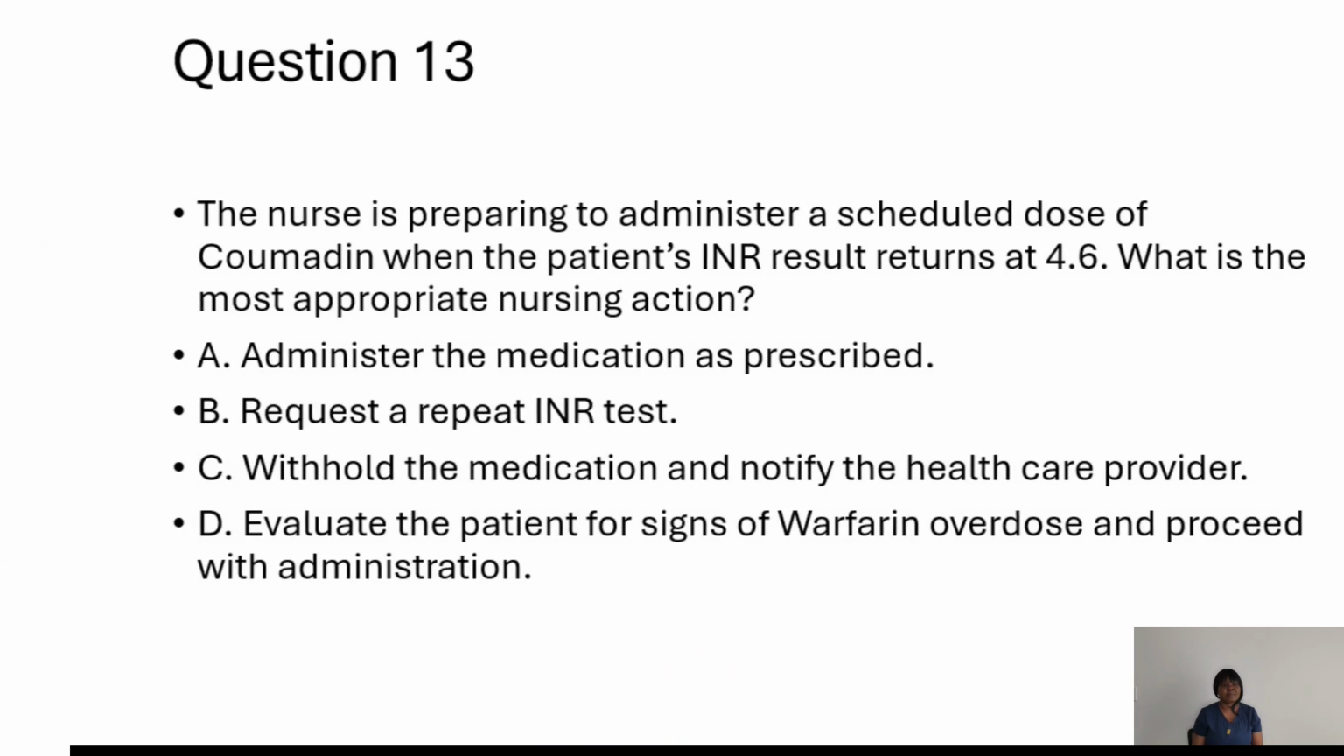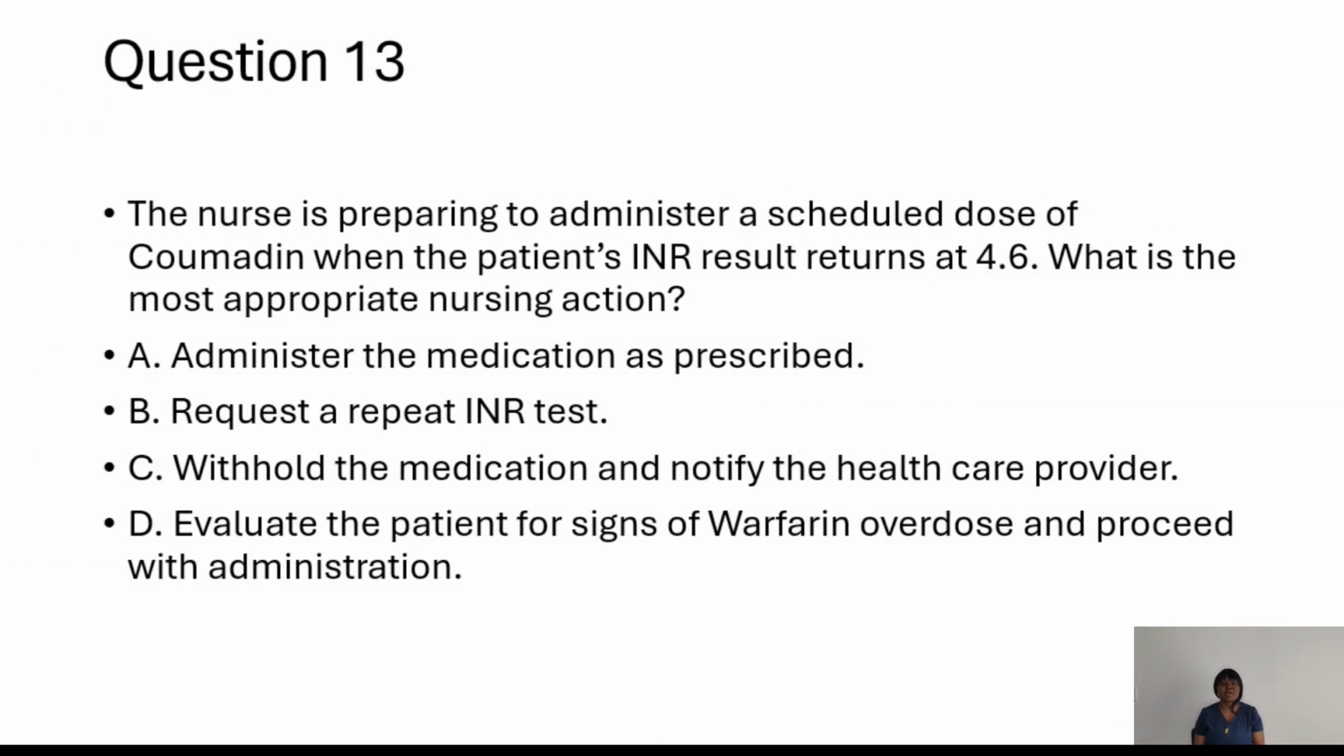Question 13. The nurse is preparing to administer a scheduled dose of Coumadin when the patient's INR result returns at 4.6. What is the most appropriate nursing action? So an INR of 4.6 is high. We know the normal range is between 2 to 3. So what would be the best action for this patient?